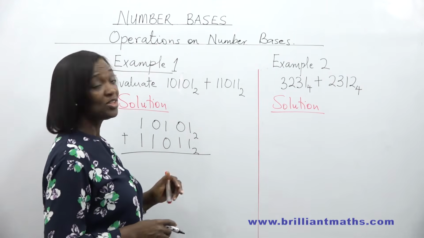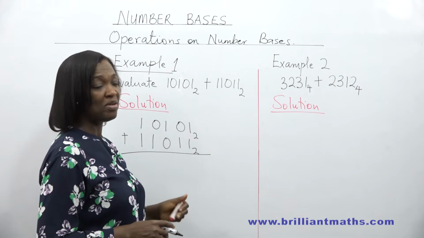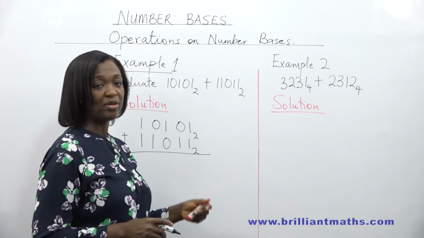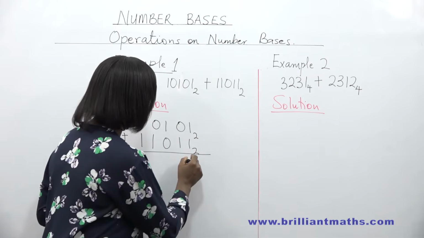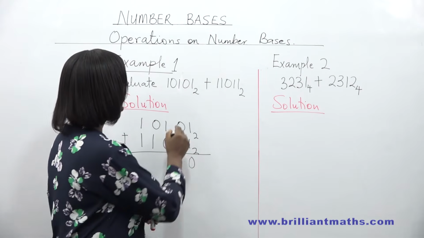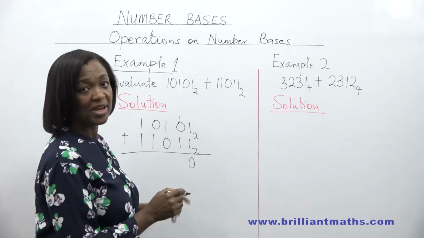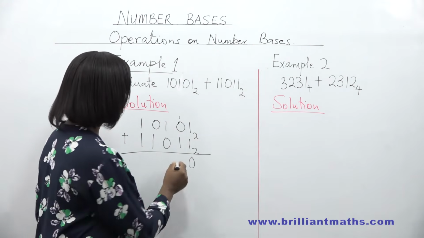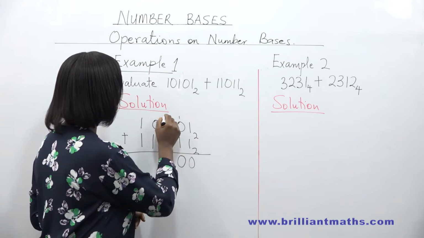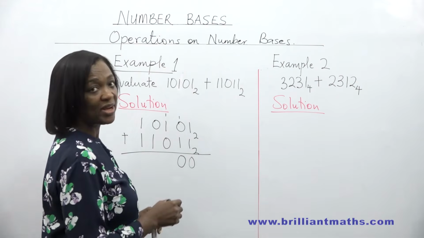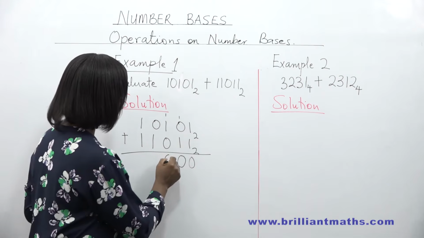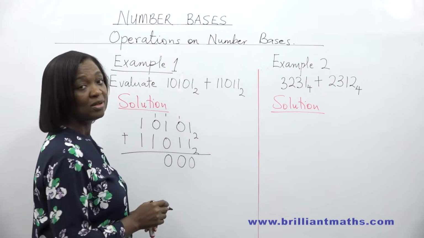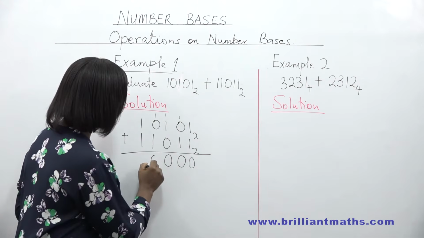So 1 plus 1 is 2, and 2 in base 2 is 10, because you divide 2 by 2 and you get 1, remainder 0. So that's a 0, and we carry 1. So 1 plus 1 again is 2. 2 divided by 2 is 1, remainder 0. Put down the remainder. We carry 1. 1 plus 1 again, 2. Put down 0. Carry 1. 1 plus 1, 2. Put down 0.